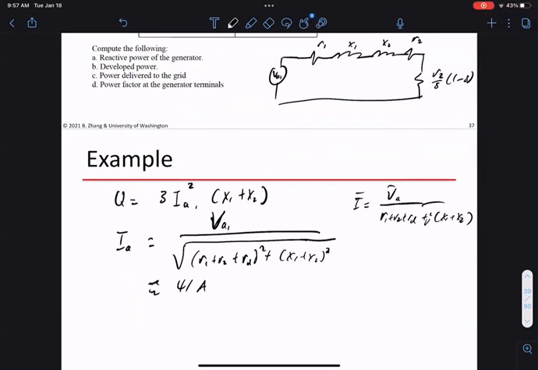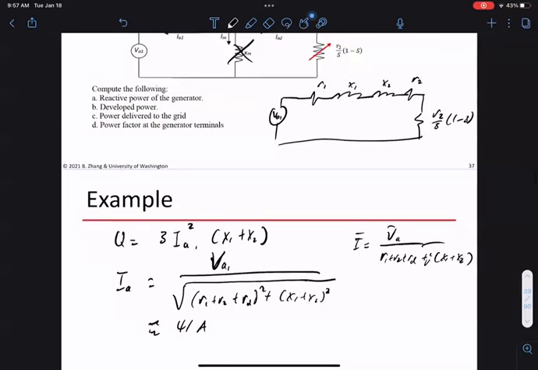Right. So the current comes from voltage divided by the total impedance I have in the grid, which is R1 plus R2 plus RD. And then the total reactance I have is X1 plus X2. So together we get the current equation in phasor form, then we can get the magnitude, taking the square root. All right, so this is our current equation.